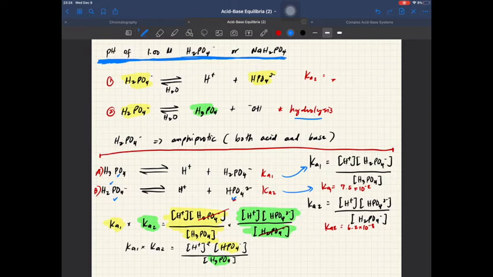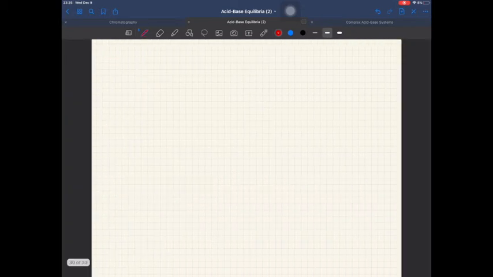And take note that since the source is the same and these species are stoichiometrically equivalent, we could say that the concentration of hydrogen phosphate ion is also equal to the concentration of phosphoric acid. So since their concentrations are equal, we can just cancel them out. What happens afterwards? In the next slide, all that was left is just Ka1 times Ka2 is equal to hydrogen ion squared.